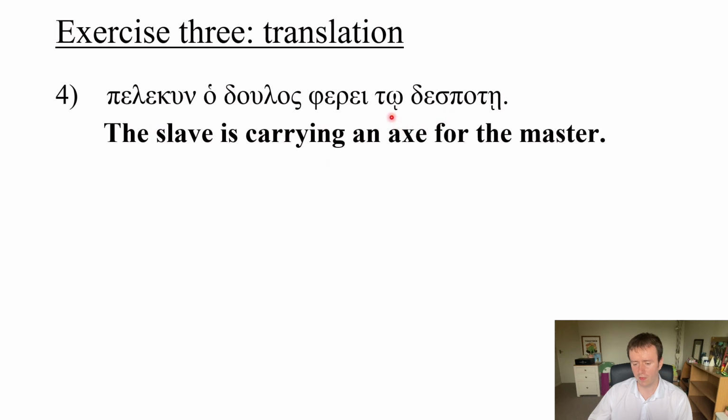We know from the form of the definite article and from the ending that the master here is in the dative singular, and so we would say either for the master or to the master. I think with pero, it's typically for if you have a dative. However, it can also mean to. I have checked that, and in certain Greek texts, they do use the dative to mean to with the verb pero, the verb to carry, but they can also use pros with the accusative instead to mean to someone. So overall then we had the slave carries or is carrying an axe to or for the master.